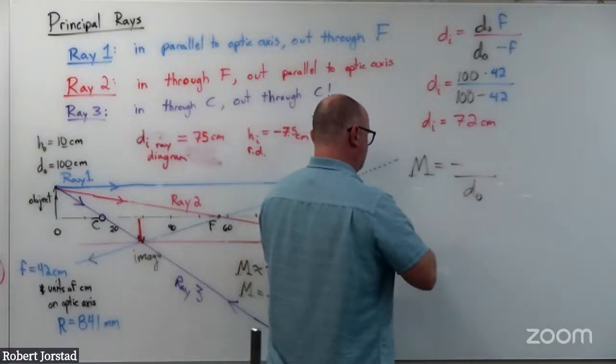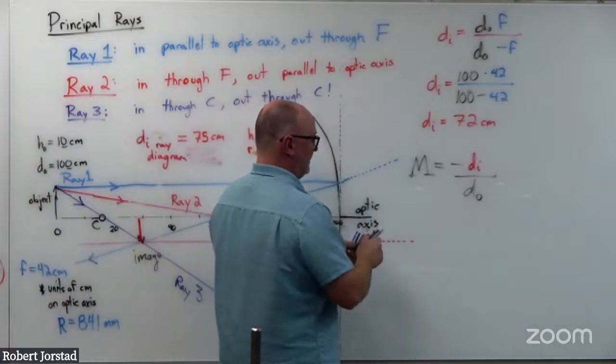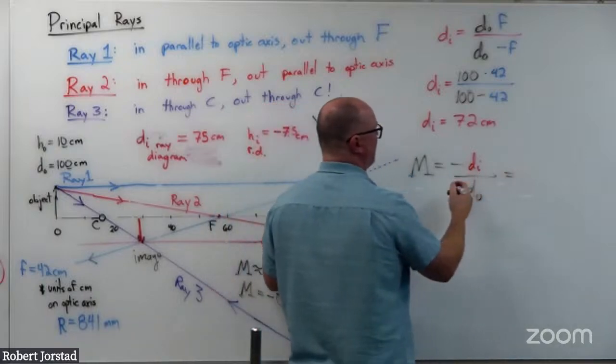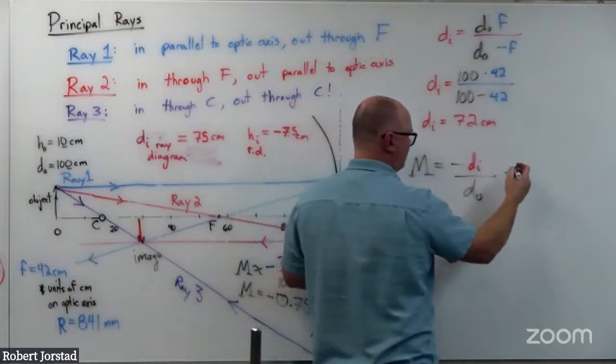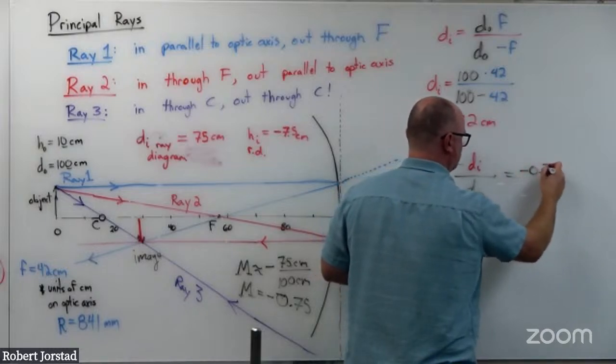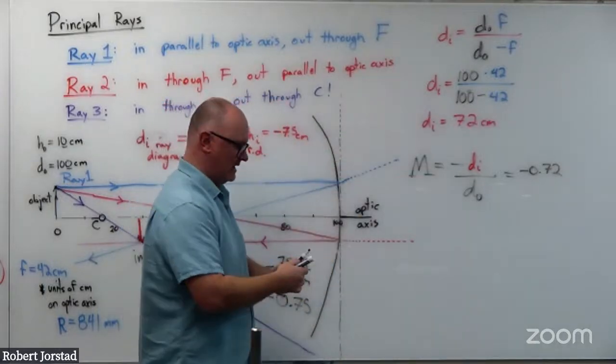D image over DI, which will be, I believe, 72 over 100. Let's just get through this video. Should be negative 0.72. So from the 1 over F math, we predict this.